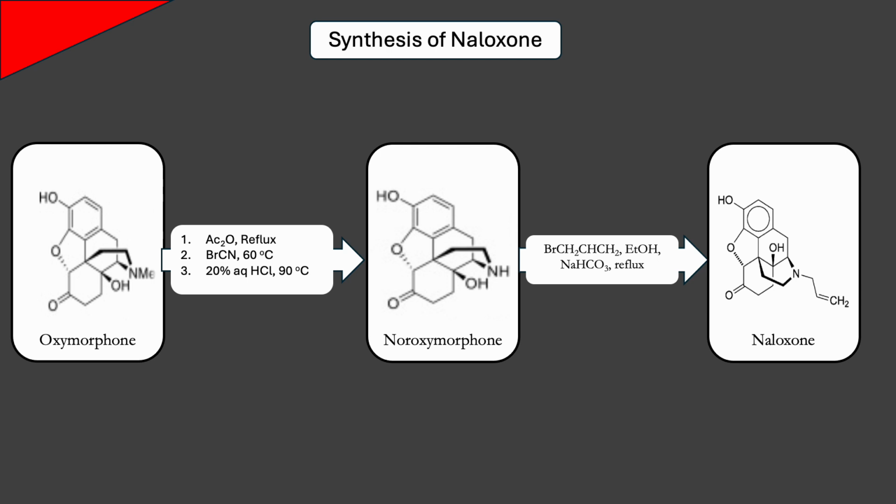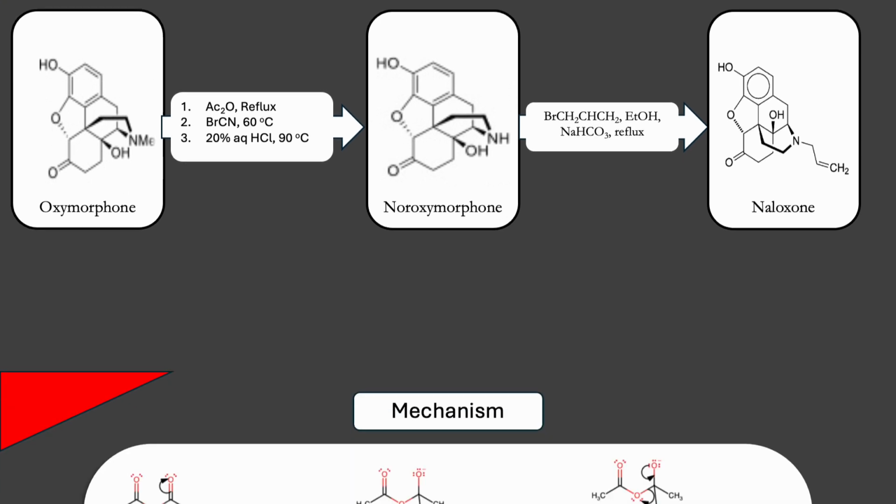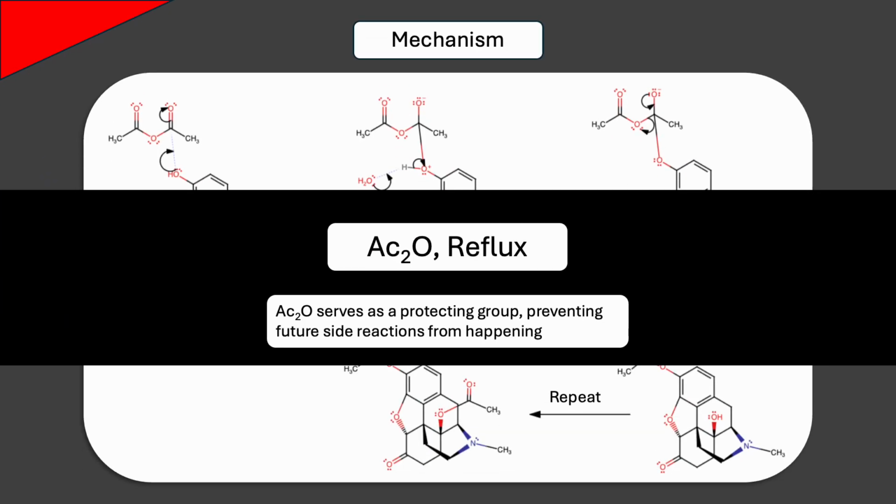Here, oxymorphone will first undergo acetic anhydride reflux, then BrCN with heat, and an acidic workup with heat. This will convert it to noroxymorphone. Once there, an SN2 reaction will occur with BrCH2CHCH2 to make Naloxone. The first reaction with oxymorphone is the acetic anhydride reflux. This will protect certain groups, like the alcohol and phenol, and prevent them from further side reactions later on in the process.